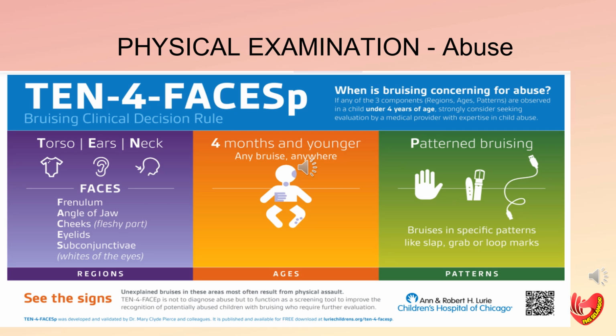Any bruise in a child less than 4 years old in the regions of the torso, ears, neck, frenulum, angle of jaw, fleshy parts of the cheek, eyelids, and subconjunctiva are suggestive of abuse. In a child 4 months and younger, any bruise anywhere is highly suggestive of abuse, as well as bruises in specific patterns such as slap, grab, or loop marks, which could also indicate ongoing abuse in the child.